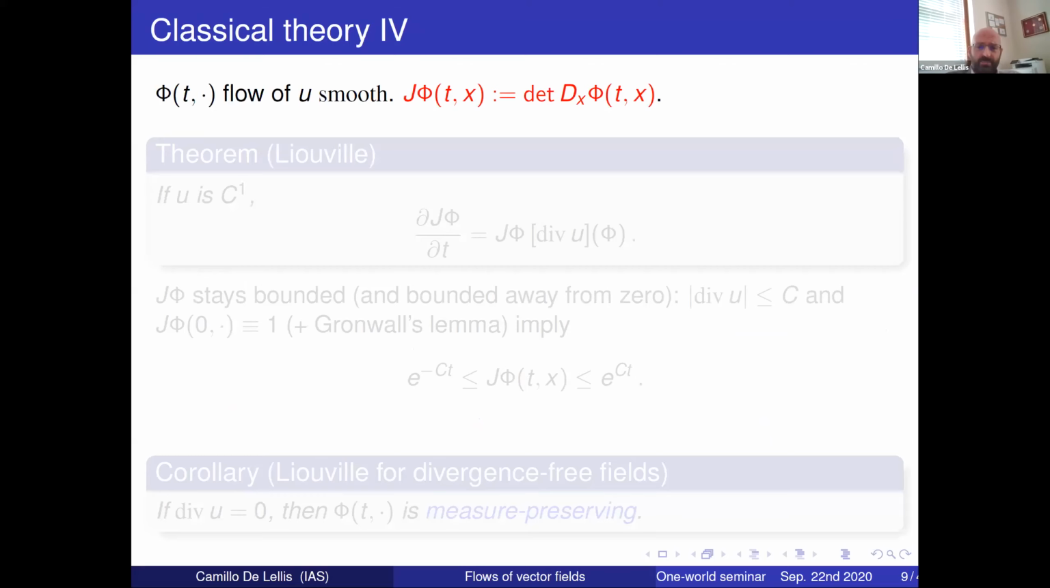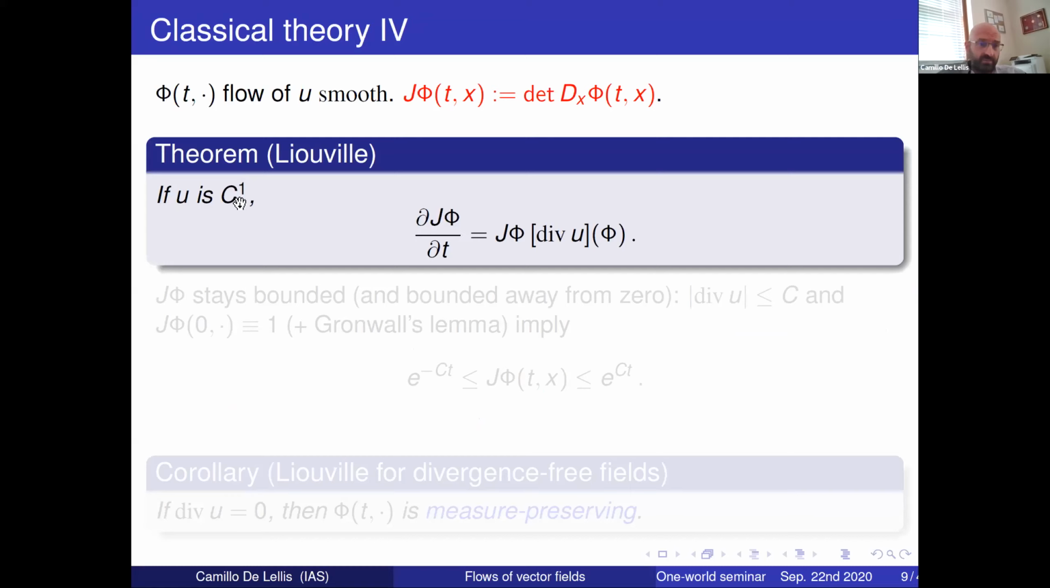Okay, so now let me still review something which is very classical. So if I go back to the situation in which U is smooth and I compute the Jacobian determinant of the flow, then it's a very classical theorem of Liouville that if you assume sufficient regularity, in fact, C1, even Lipschitz is already enough, the time derivative of your Jacobian is given by the Jacobian times the divergence of U composed with the flow, okay?